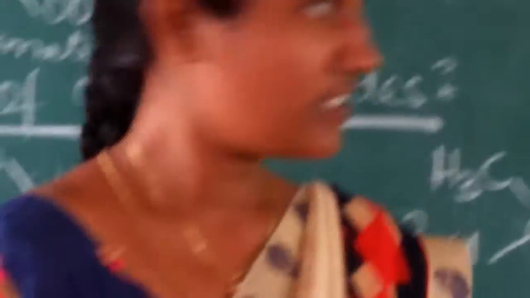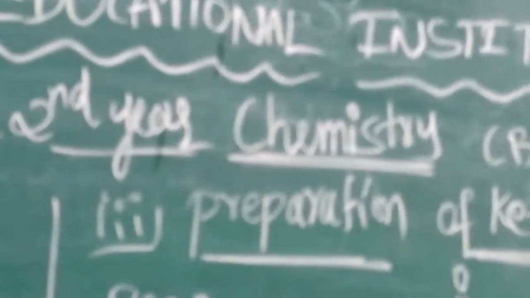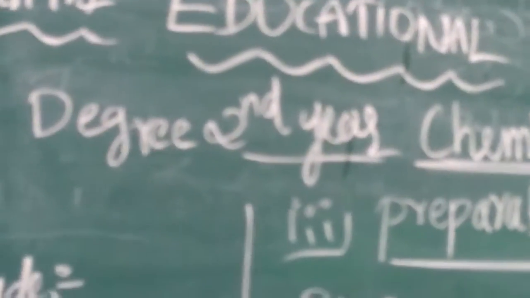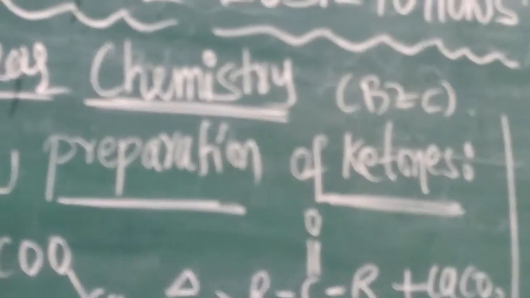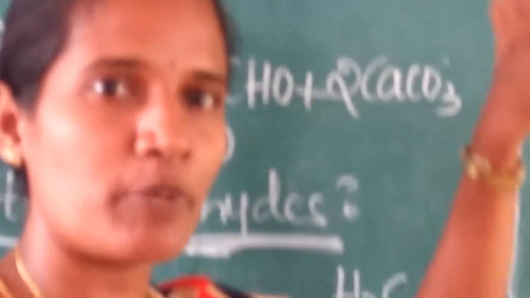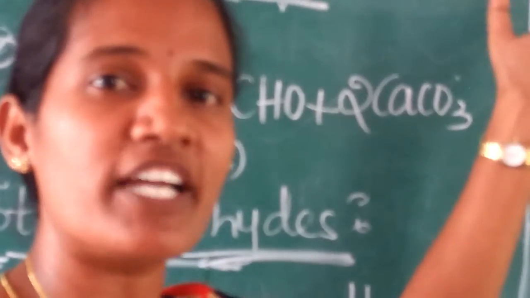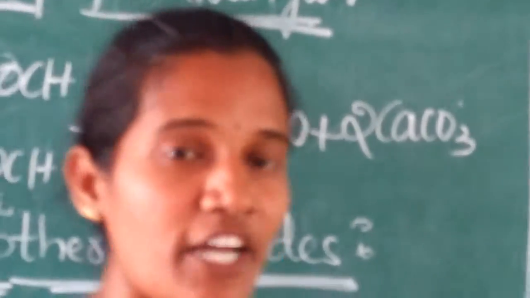Okay, good morning students. I'm teaching the degree second year BZC chemistry class. We are already discussing the preparation of carbonyl compounds. We already learned the preparation of carbonyl compounds from nitriles, from acid chlorides, and from 1,3-dithianes, and those are completed. Now we are going to see how to prepare carbonyl compounds from carboxylic acids.